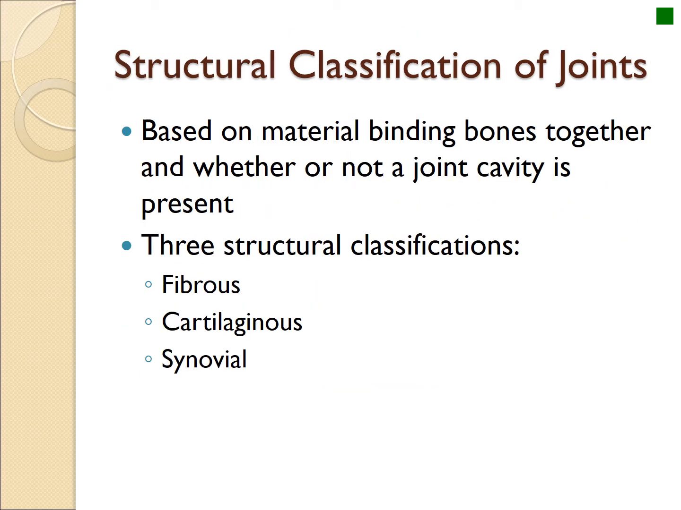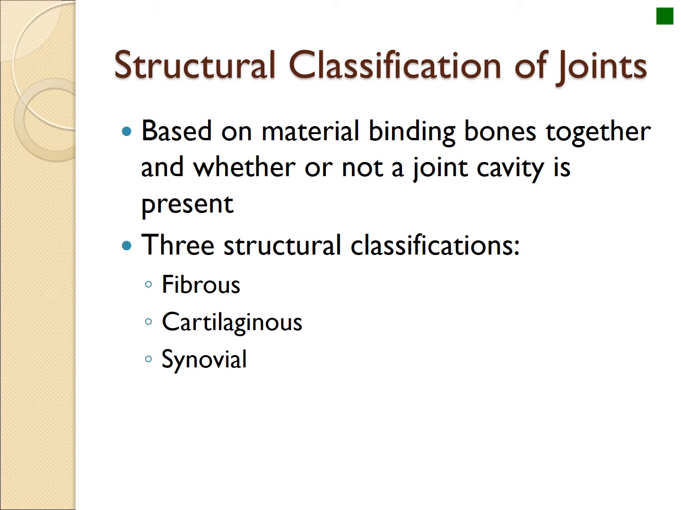We could also look at joints from their structural classification. What we do is take the functional classification, blend it with the structural classification to come up with complex names. But just be aware that there's two ways to classify. Structurally, it means what is that joint made of, and functionally, what type of movement does that joint allow.